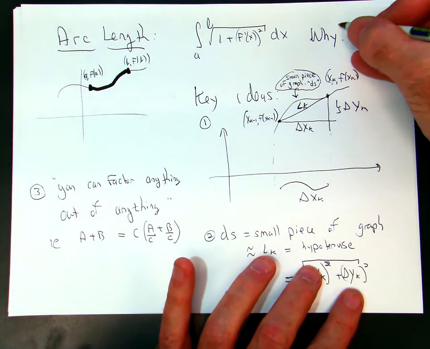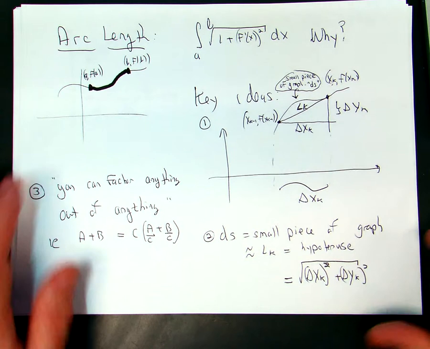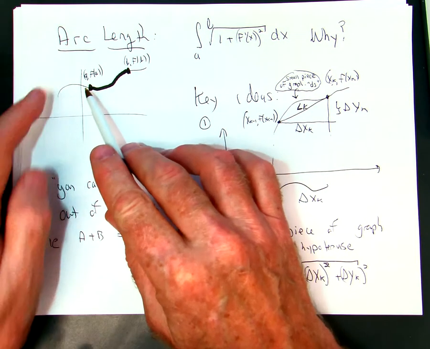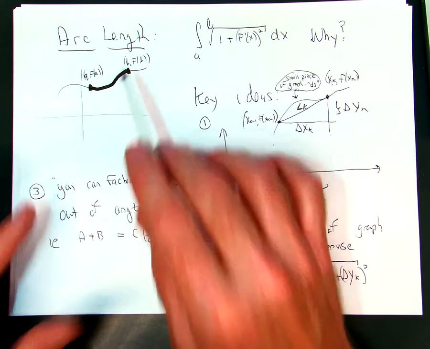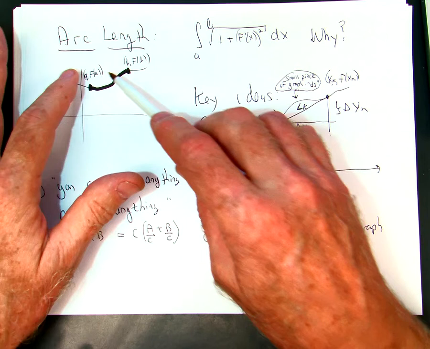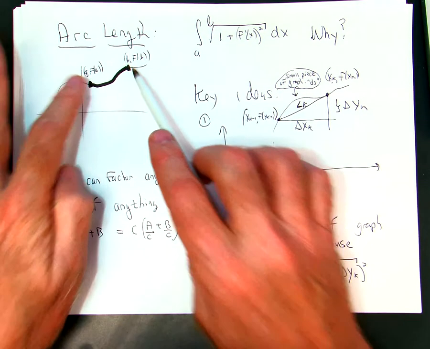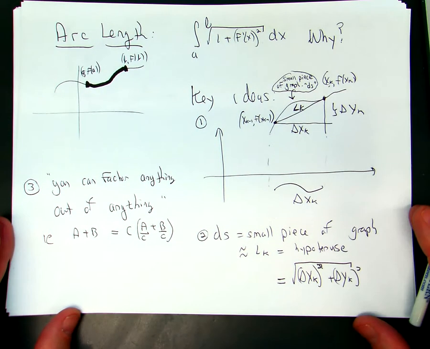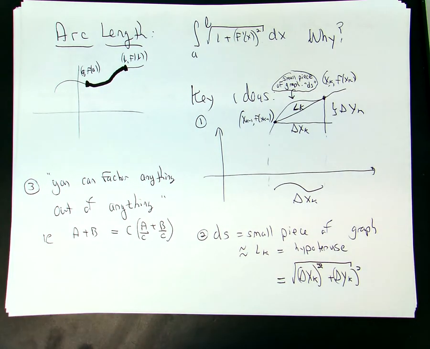And so what I want to address is why. And by arc length, remember what I mean: between two points on the graph, so a, f of a and b, f of b, I want to find that length. And this integral does that. And so in the derivation, there's a few key ideas.